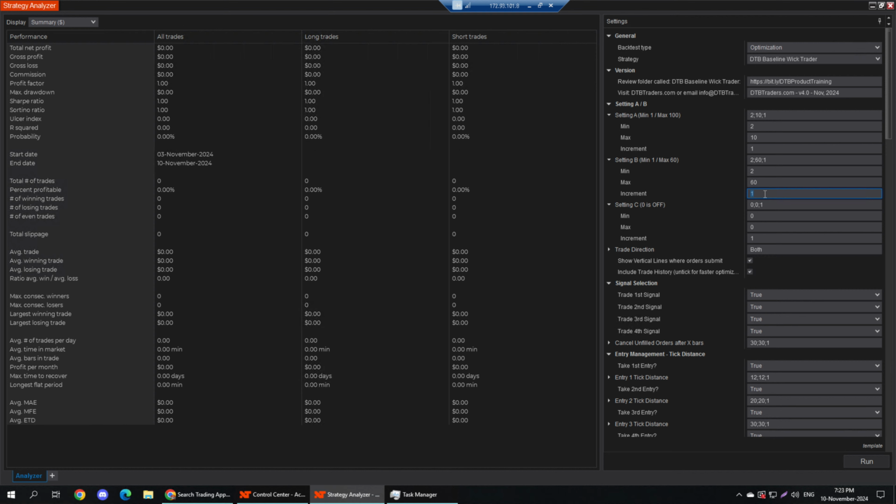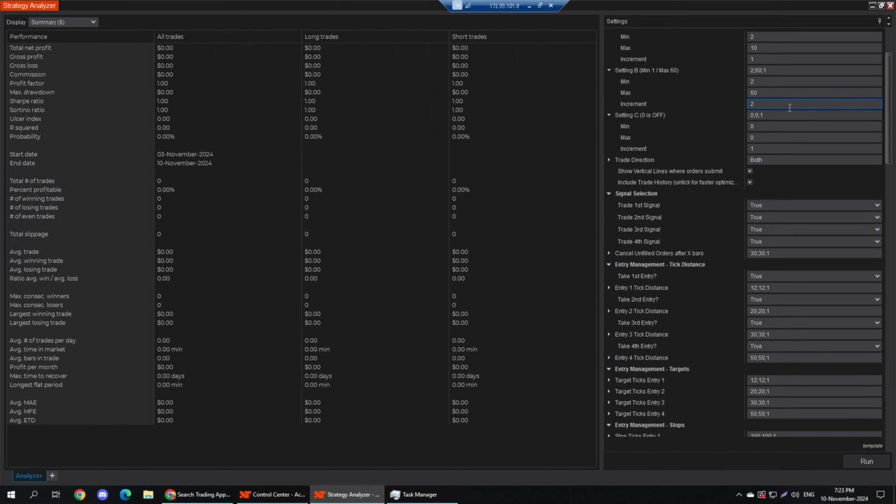I generally do 2 just to give it less work, but you certainly can do it in increments of 1. And I think somebody mentioned in one of the chats earlier that they found a better setting with 19 instead of 18. That's just because it's doing every single number. So we'll put those settings like that.